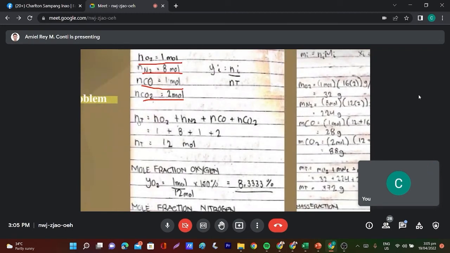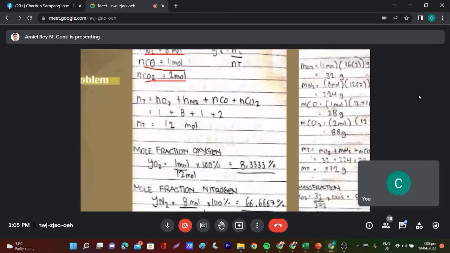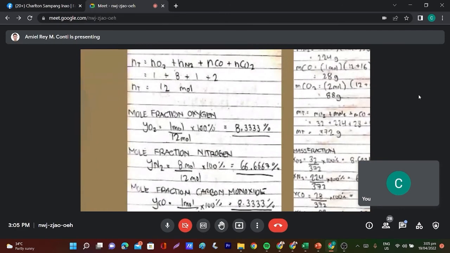Ito po yung kinuha po muna yung total N or yung mole. Total mole? Yes po. Mole of the given, which is 1 plus 8 plus 1 plus 2. The total po niya is 12. Then next is, kinuha po natin is yung mole fraction oxygen.